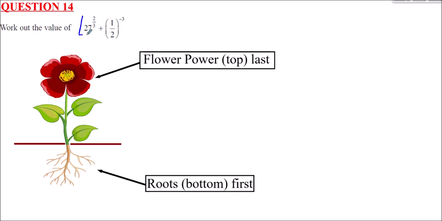So the first bit here, 27 to the 2/3. The bottom number is a 3, and that means a root. So I'm going to cube root first. I'll square after. So the cube root of 27, what number times itself 3 times gives 27? That, of course, is 3. So I've done the cube root. I've done the bottom number. Now the final thing is to do the top number, which is 2. In other words, I'm now going to square what I've got after taking the root first. 3 squared, of course, is 9.